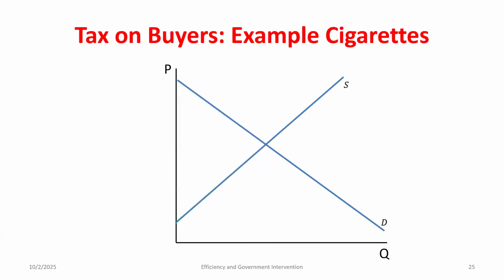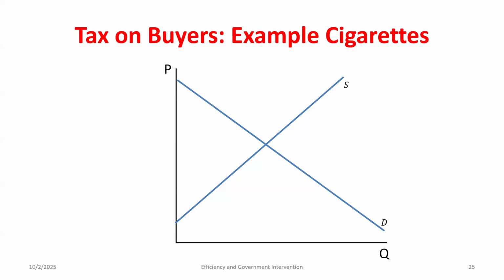Now, what if we have a tax not on producers, but on consumers? This is all going to work kind of similar, but something gets flipped, right? So if I tax consumers, what's going to shift? We're looking at consumers' demand.